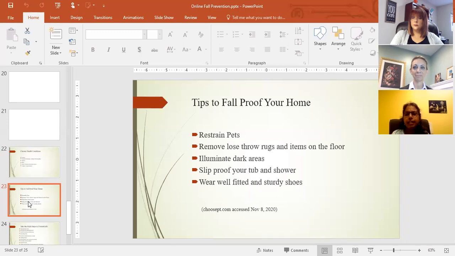Make sure you have enough lighting, especially at night, if you end up using the bathroom a lot, because there is very strong evidence that patients with urinary incontinence have a higher risk of falling. So make sure you illuminate the bathroom and the hallways enough so you can see where you're going. Slip proof your tub and shower. We talked about that earlier. And make sure you're wearing good fitted, sturdy shoes to keep yourself safe.